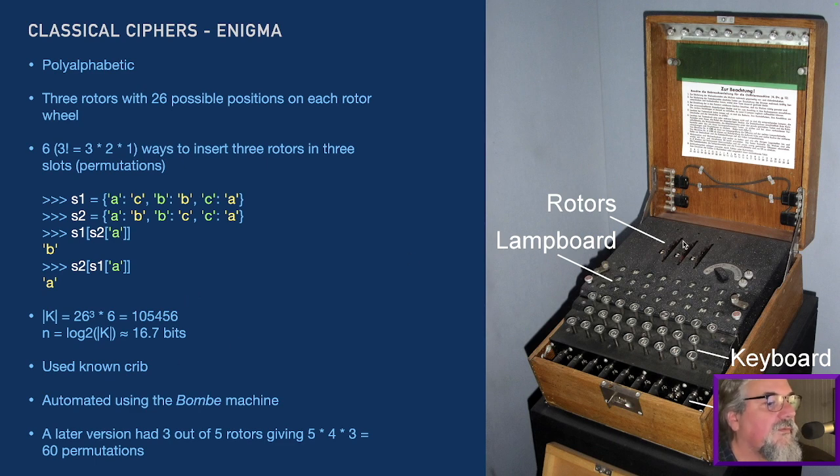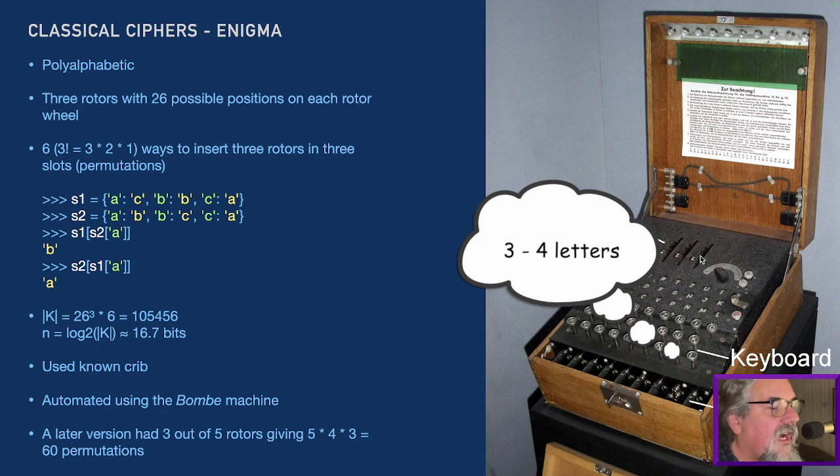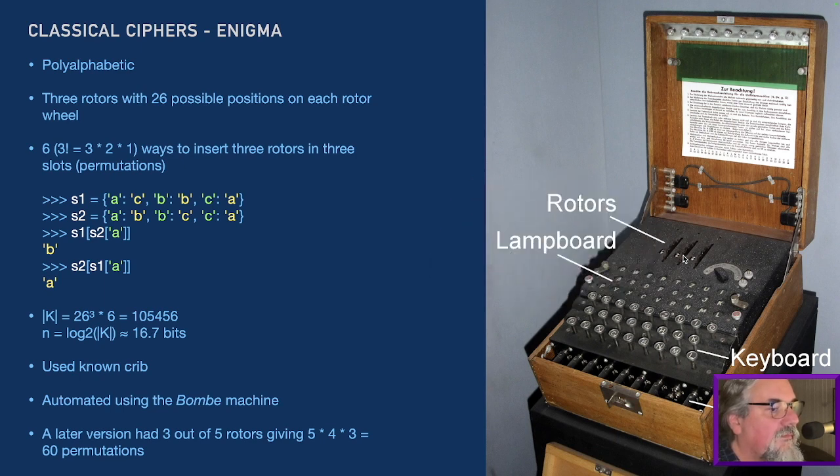Because when you know a few words, and you try different rotor positions, if you just know the first five letters, let's say, the probability that it will translate to the correct letter is... no, it's 1 in 26. And we want to get to 2 to the power of 16. You can calculate how many letters of a crib you need before you can guess the rotor position with 50% probability. But I'm not going to do that now.